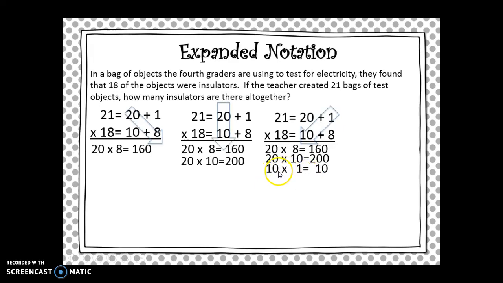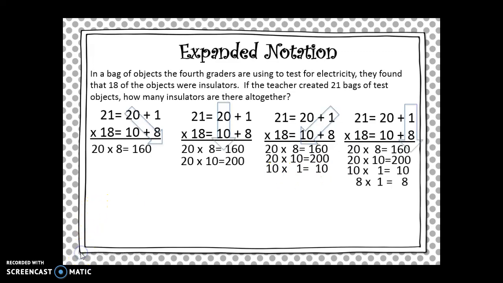Remember, the identity property says anything times 1 is equal to that number. Then I have one more set of numbers that I have to multiply. You'll see in my arrows that I did 1 times 8. So 8 times 1 is equal to 8. Remember, that identity property says that anything times 1 equals that other number. My next step after I do that is to add all of my partial products together. So I'm going to add 160 plus 200 plus 10 plus 8. Go ahead and do that in your math journal and see what you get.